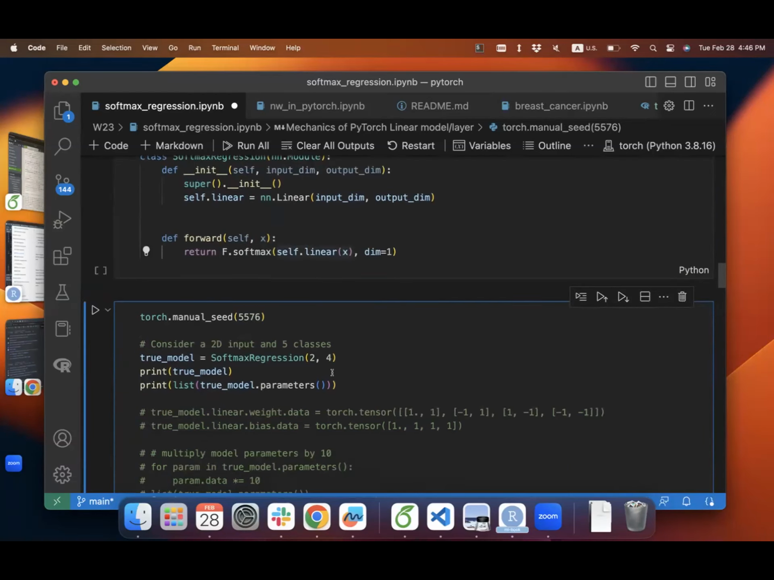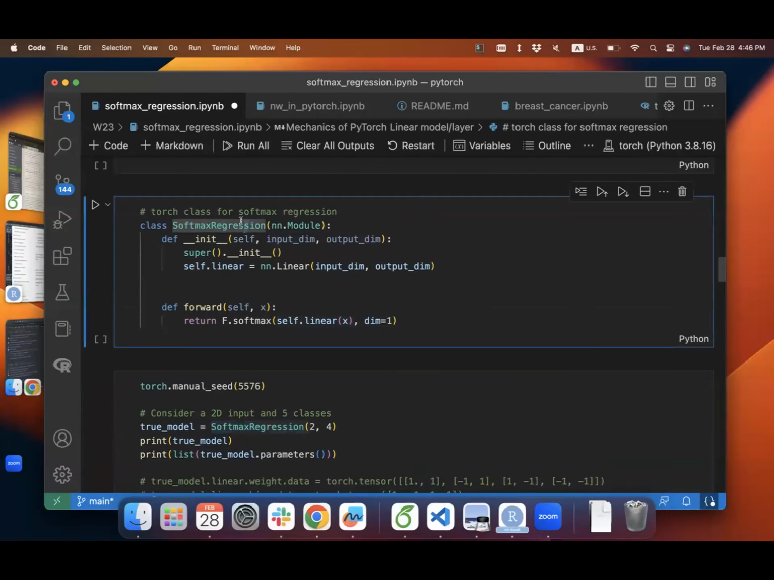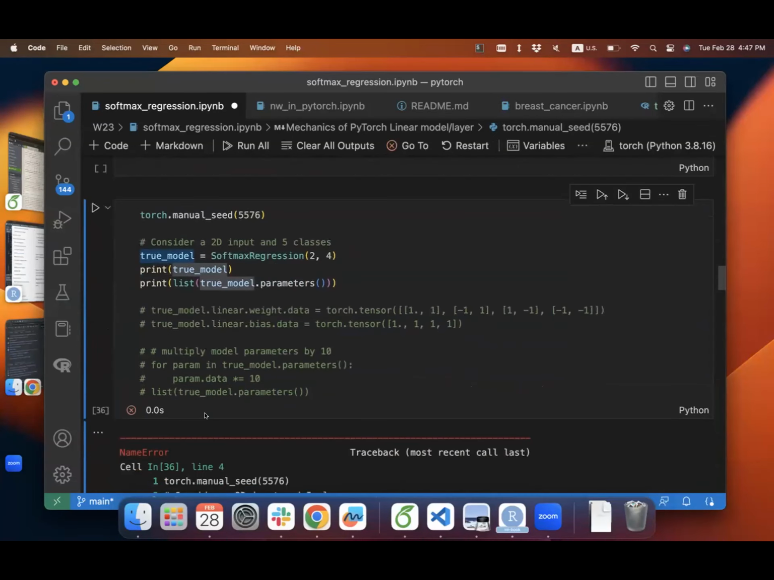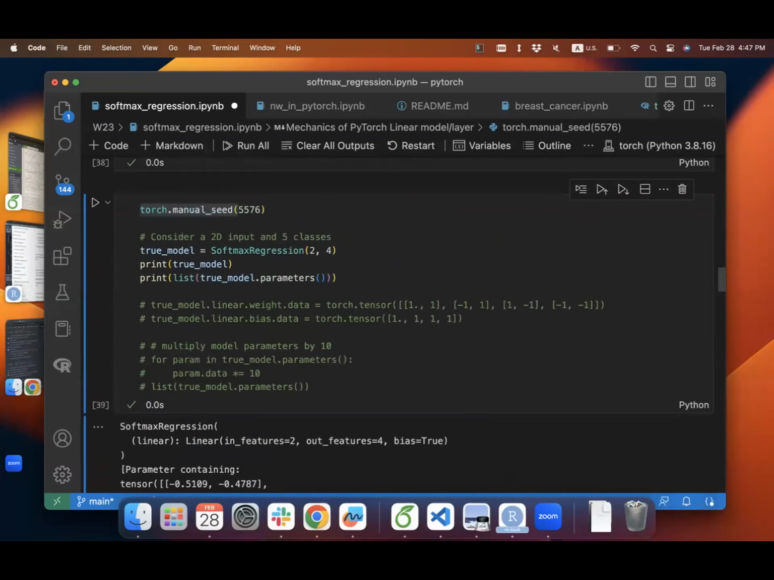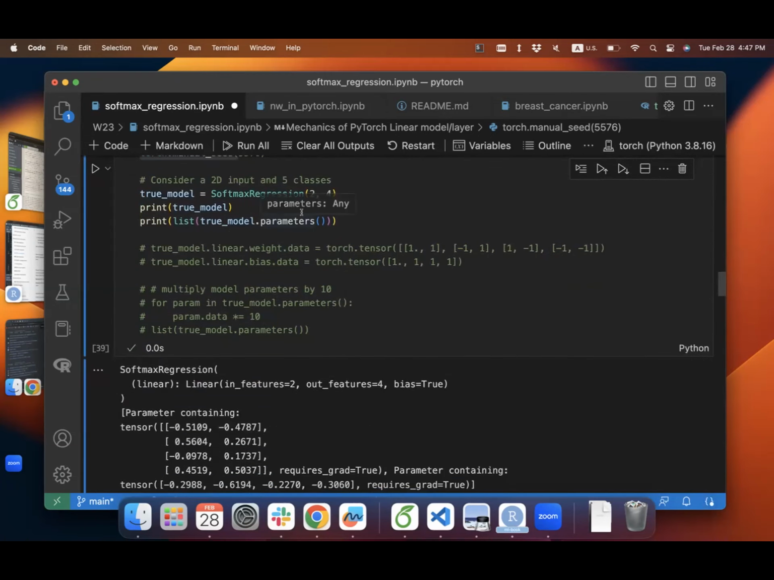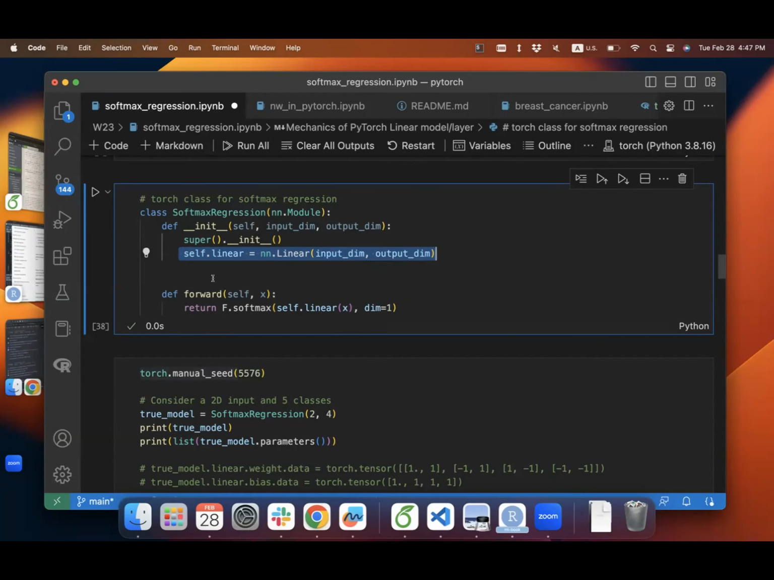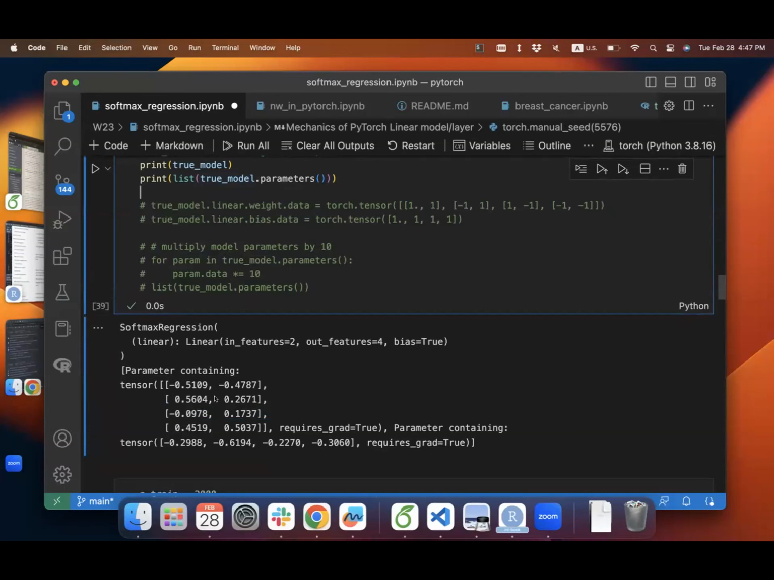Okay, so if I now instantiate, this is how you instantiate. The name of this acts like the constructor. So when I say softmax regression 2 and 4, it calls this init function with input dimension 2, output dimension 4, and it creates a true model, which is an object of this. And it has a bunch of parameters. It's not defined, so let's define this. So it creates this, and then it has a bunch of parameters, which are basically the parameters of whatever NN modules you define in this init. So the advantage of this construction is that anything that you define here is automatically registered among the parameters. So true model has a bunch of parameters. When I list them, I get the parameters of the linear layer.